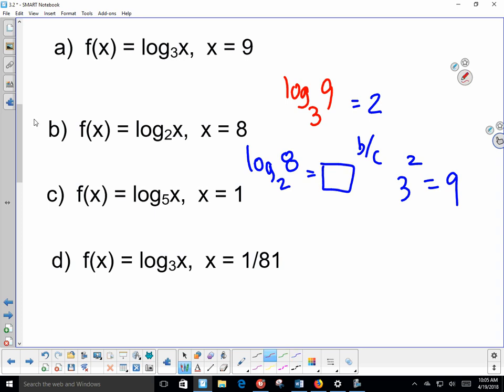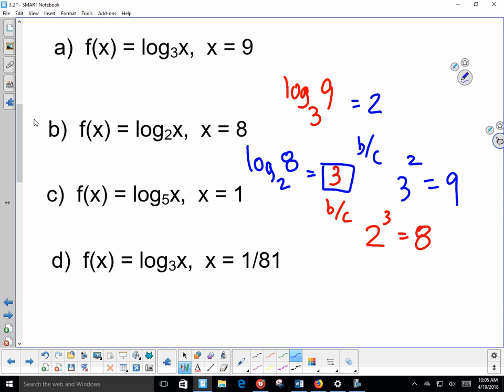How do you know? This is correct, it's because 2 raised to the third power is equal to 8. Yeah, 2 times 2 times 2 gives us 8. Are we okay with this?